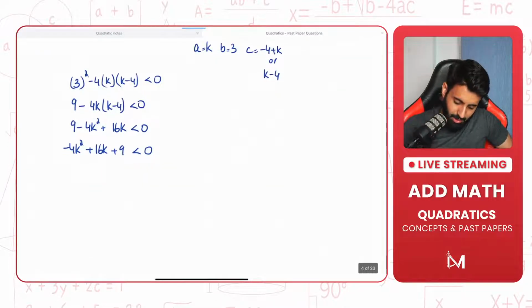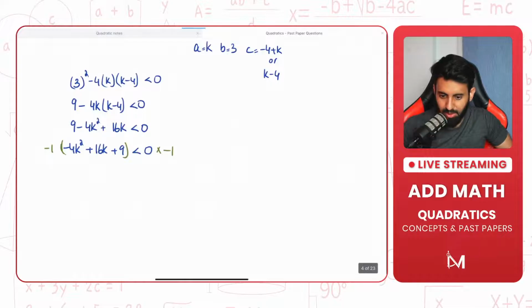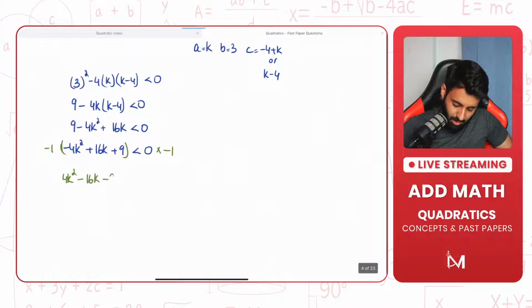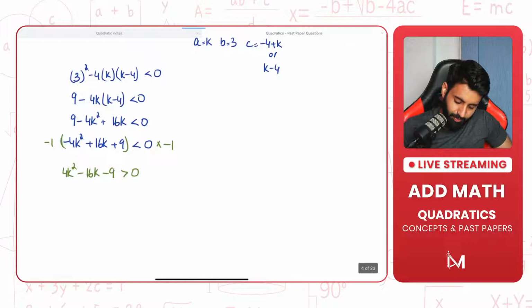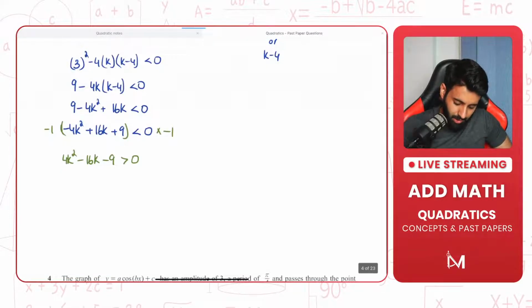So if I multiply both sides of the inequality by minus 1, what will happen as a result? Question for you guys. If both, yes, we flip the sign. Thank you. So 4k square minus 16k minus 9 will now be greater than 0. Okay. So let's solve this like we would solve any other quadratic equation.